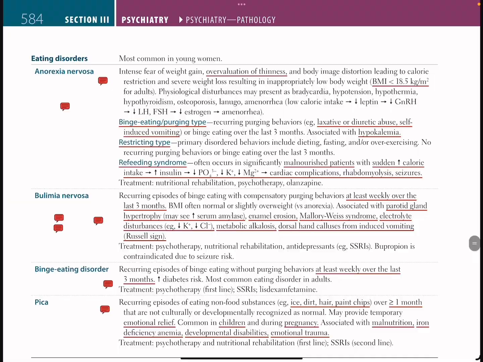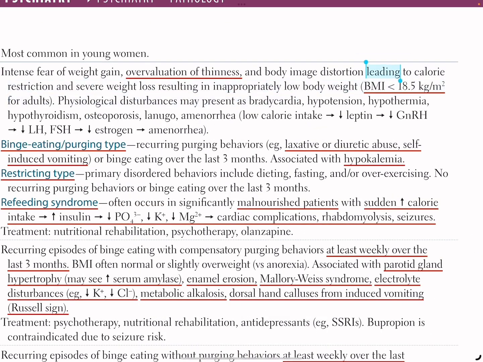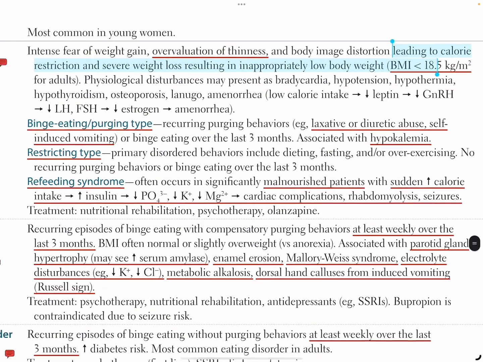Okay. Eating disorders are most common in young women, with intense fear of weight gain, overvaluation of thinness, and body image distortion leading to caloric restriction, severe weight loss, resulting in inappropriately low BMI. This is the most important thing: the BMI is low in anorexia nervosa.